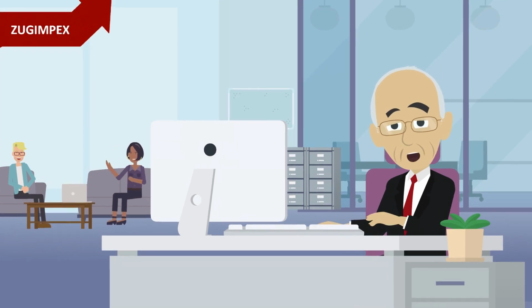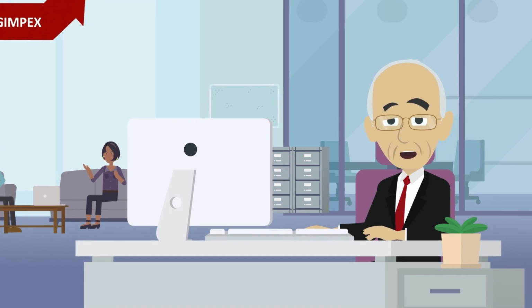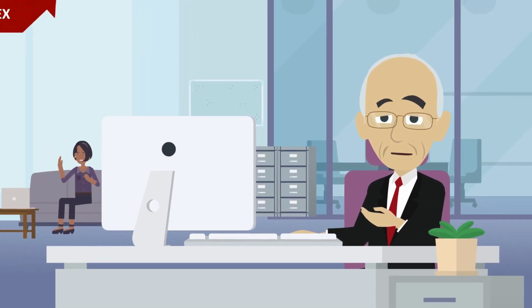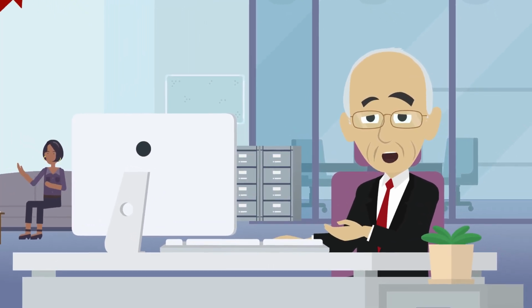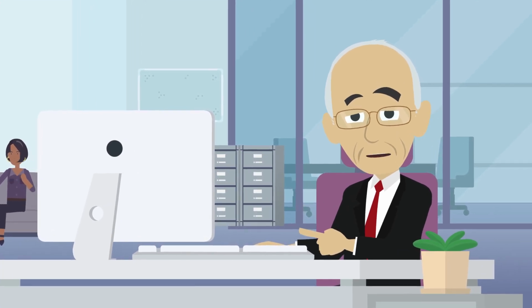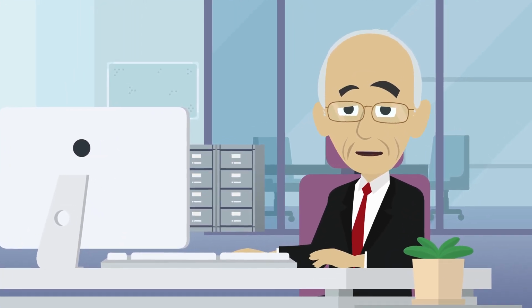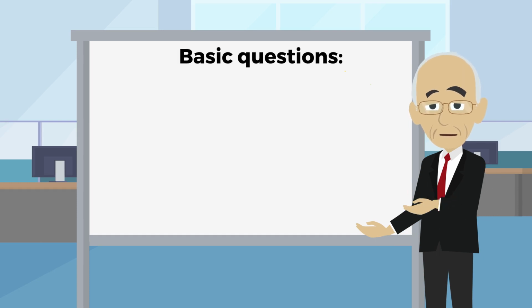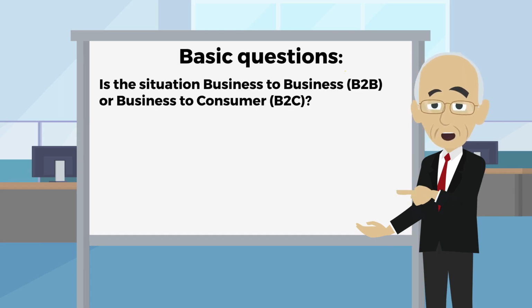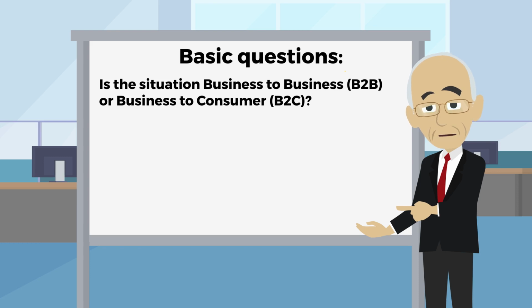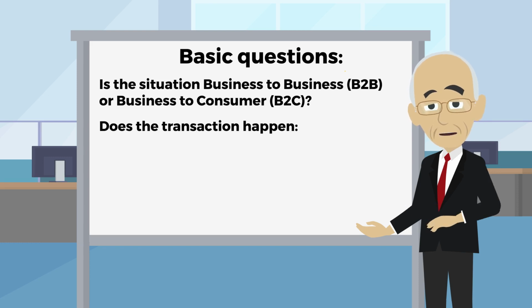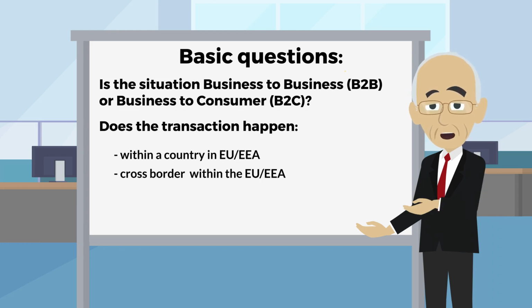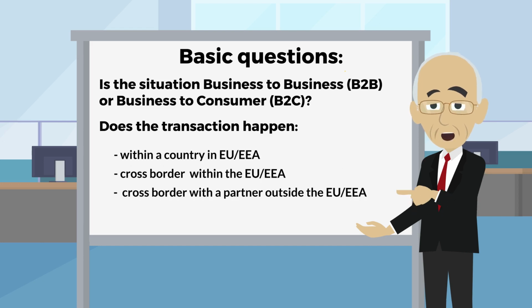Well, please be aware that documentation is just a description of the reality. I will first explain the standard situations, after this some special rules, and at our website you can find some more details and examples. To begin, we need to answer 2 basic questions. First, is the situation business to business or business to consumer? Second, does the transaction happen within a country, cross-border within the EU or cross-border with a partner outside the EU?